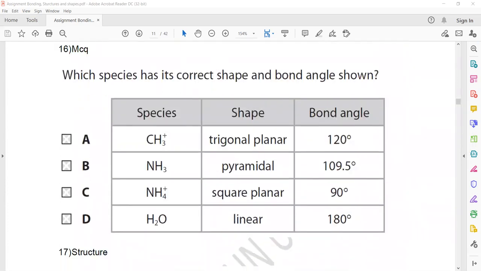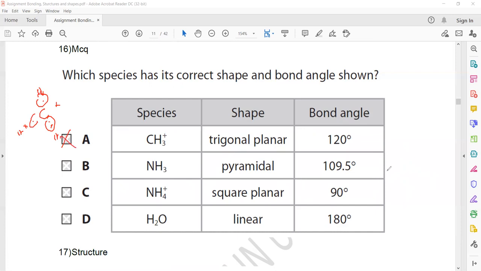Question 16. Which species has its correct shape and the bond angle shown? When a positive charge is there, it means carbon lost one of the electrons, so now it will share 3. In the methyl cation, 3 bond pairs are there and no lone pair, so it will be trigonal planar with a bond angle of 120. A will be the right answer.